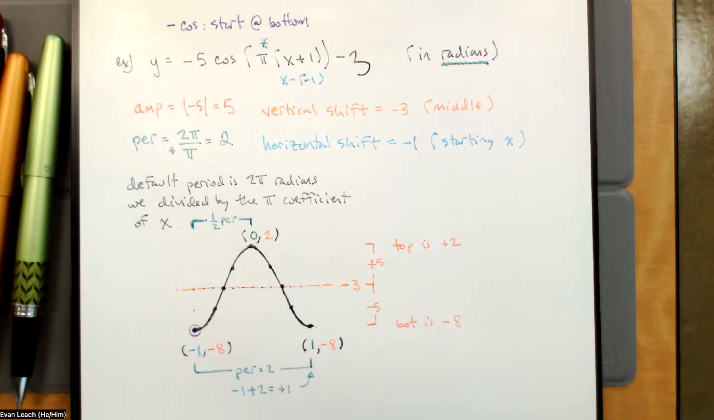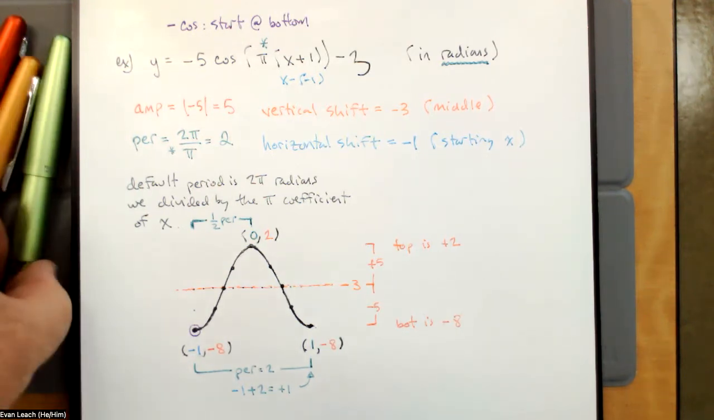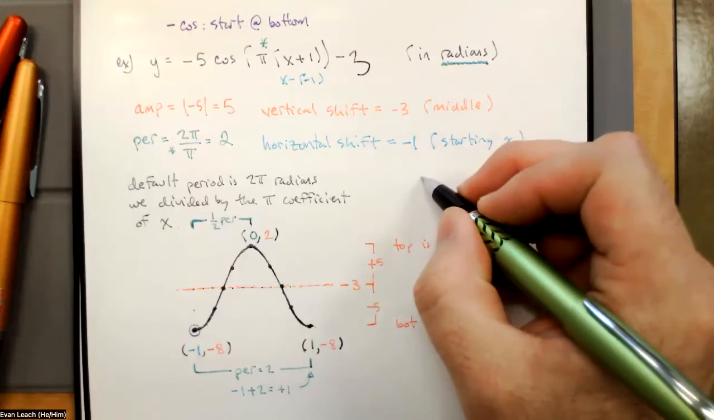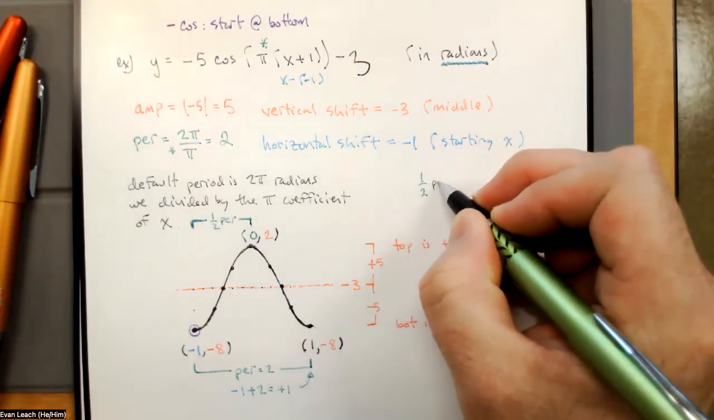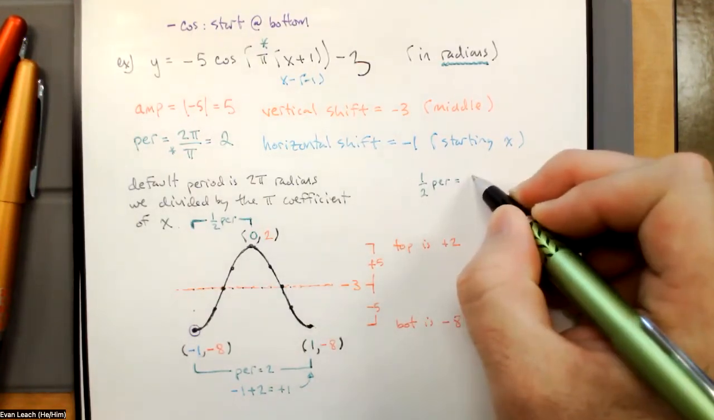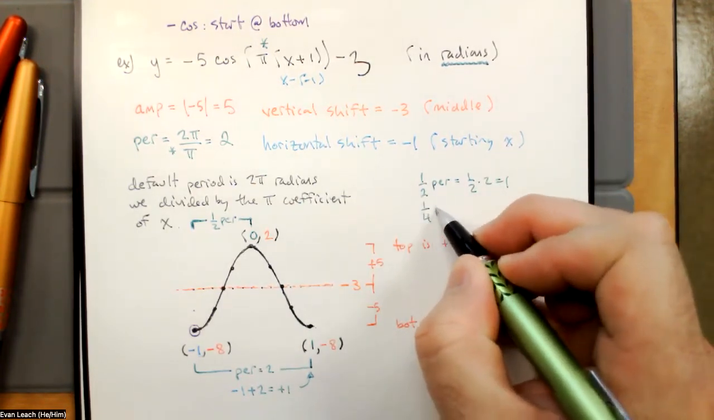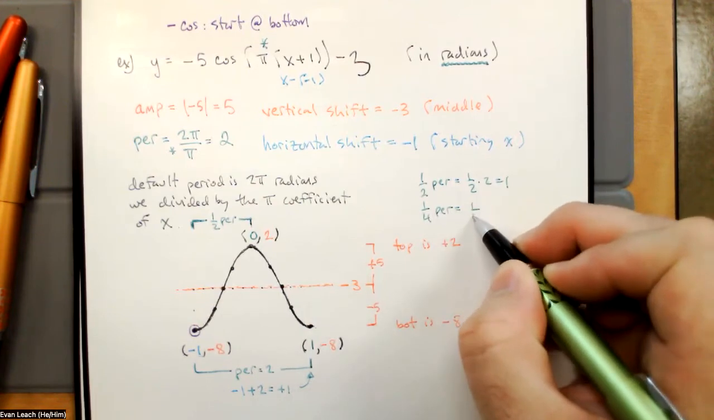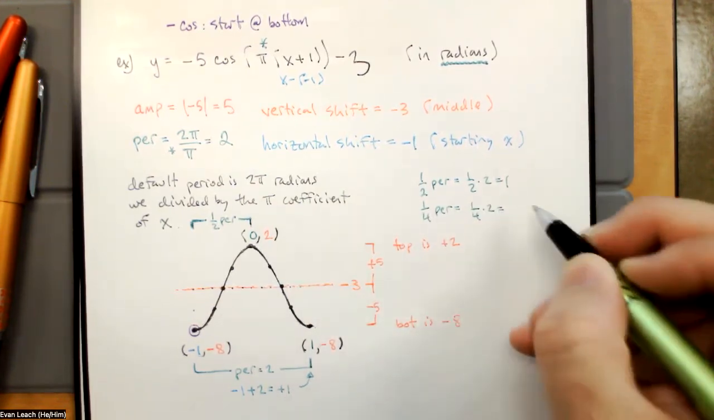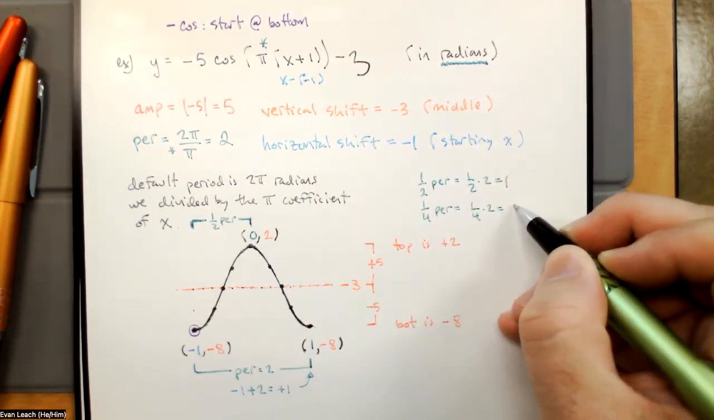From our bottom to the middle going up is going to be 1/4 of the period. So 1/4 of the period is, perhaps label, 1/2 the period is 1/2 of 2, or 1. 1/4 of the period is 1/4 of 2, which is 1/2.